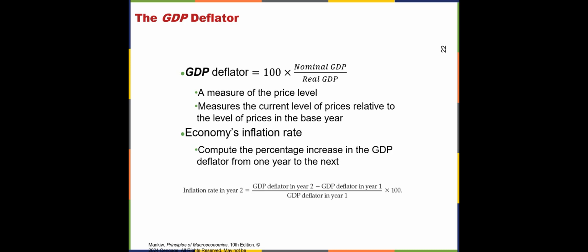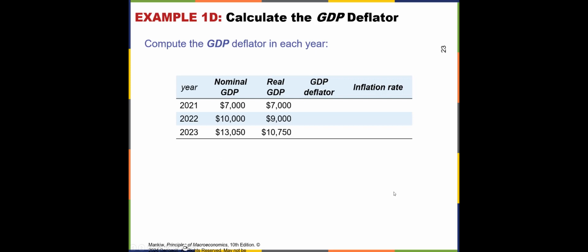The inflation rate is a growth rate, in percentage. Computing the percentage increase in the GDP deflator from one year to the next year gives us the inflation rate in year 2. So the inflation rate in year 2 is the GDP deflator in year 2 minus the GDP deflator in year 1, divided by the GDP deflator in year 1, times 100. Let's calculate the GDP deflator and then the inflation rate.